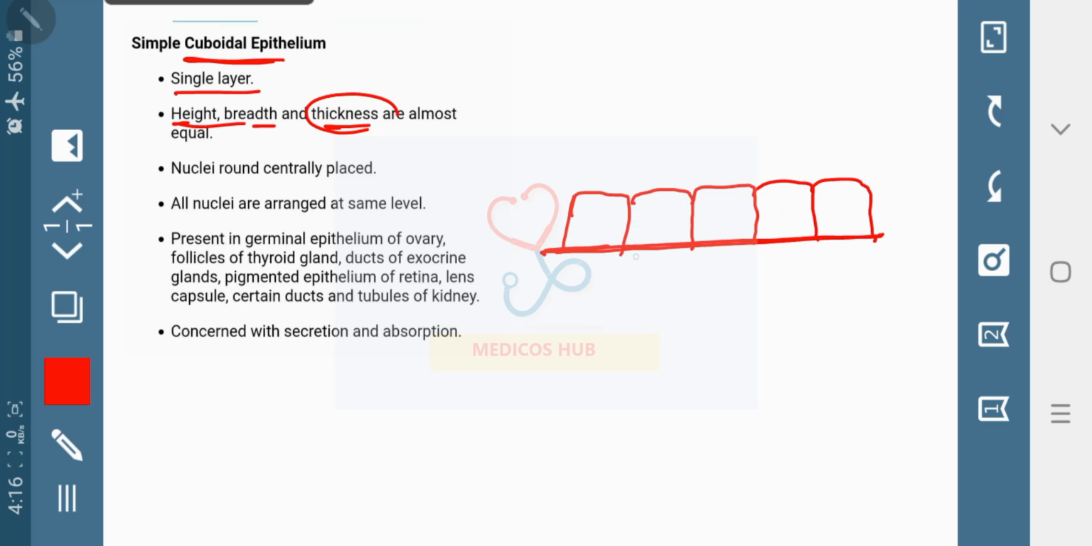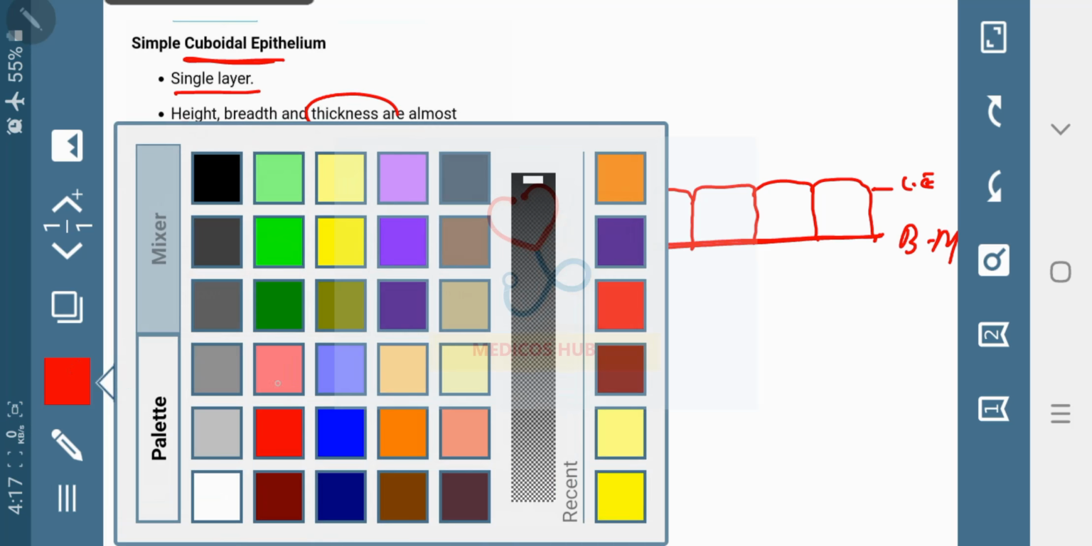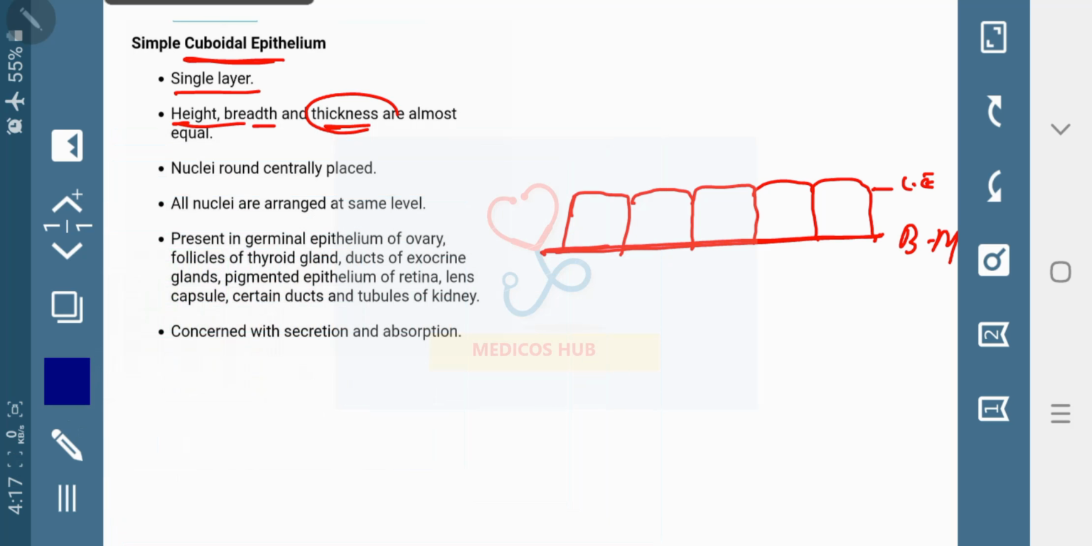This is the basement membrane, this is the cuboidal epithelium, so cuboidal epithelial cells, and after that you can make the nucleus. If you see the cuboidal epithelium, the nucleus is round and centrally placed. It is round like this.